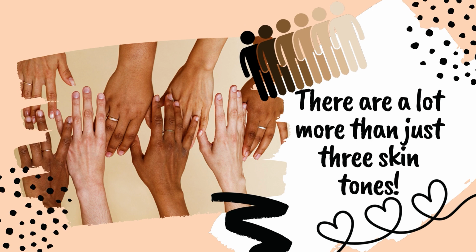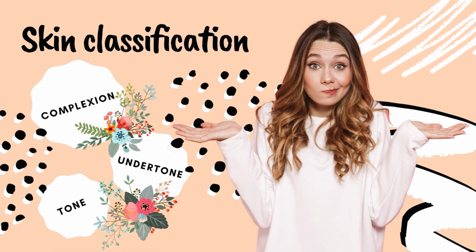Because of these facts, we have a bit more complicated problem in front of us. Yes, there are 3 main categories of skin tone, but there are also things like undertones, which provide a much more specific classification of different skin shades. Furthermore, all this was not enough. We also separate skin by complexion. Do not worry, we will be explaining all these terms in great detail.